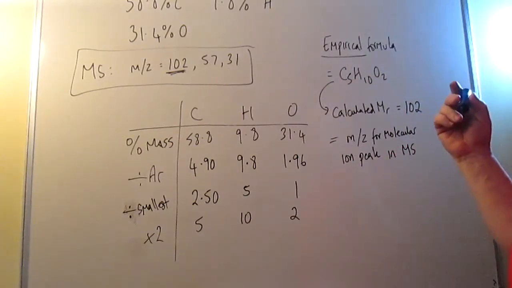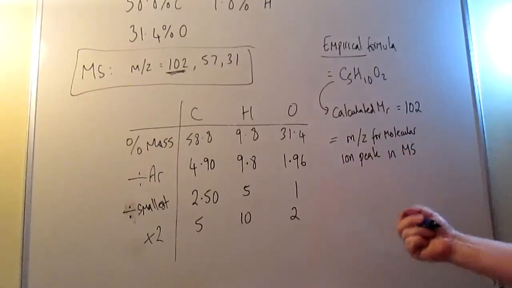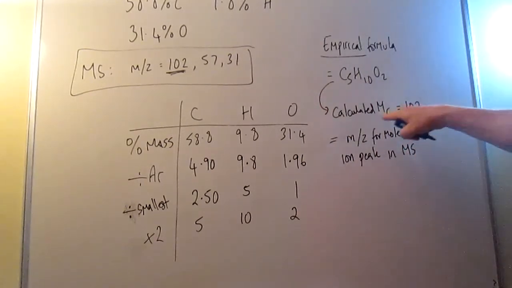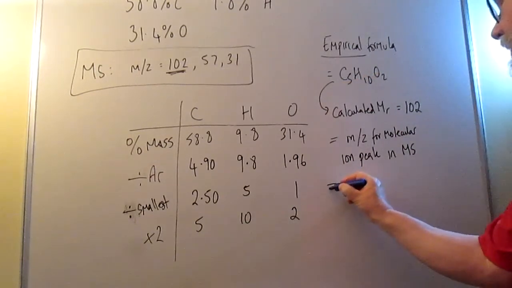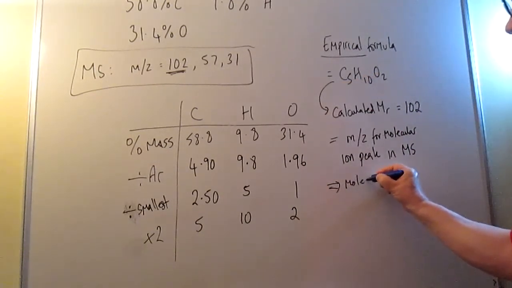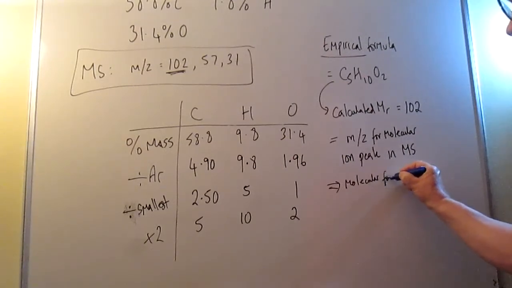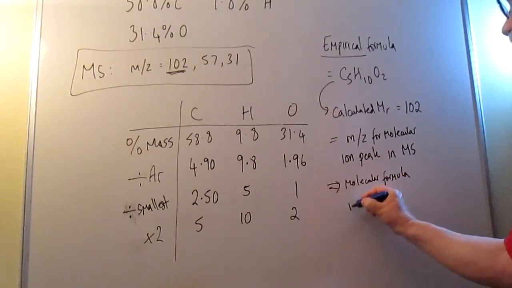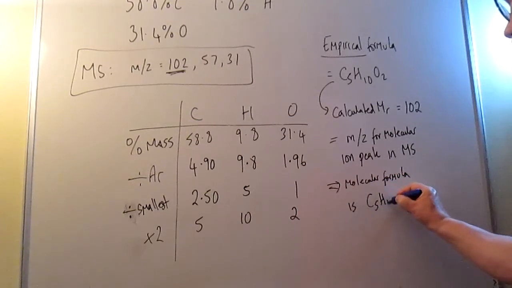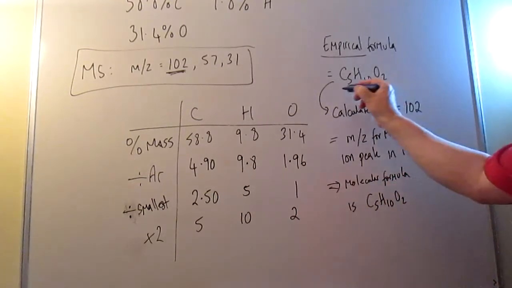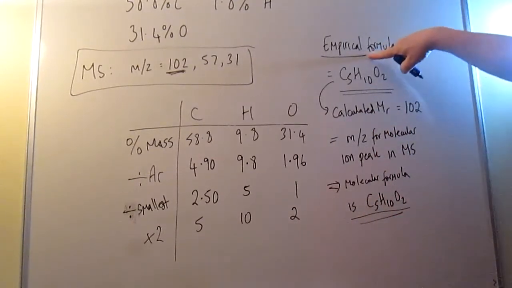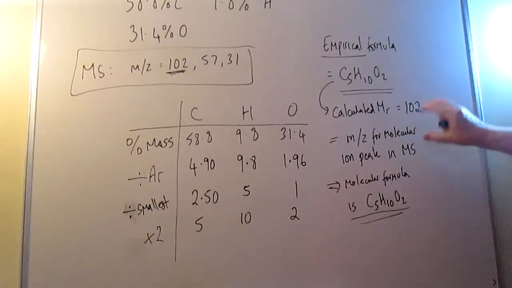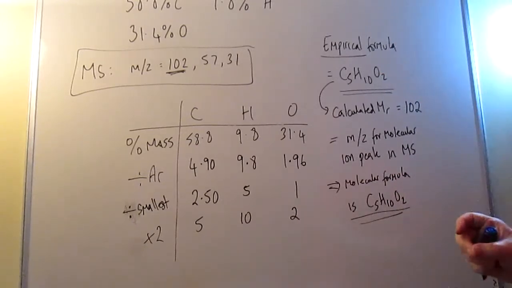If the molecular ion peak had been at 204, then you'd have thought, oh yeah, that's 2 lots of this, so therefore you'd have had to double everything. But in this case, it fits. So that now tells you that the molecular formula is also C5H10O2. Okay, and you need to make sure in your answer that you've got both those stated, the empirical formula and the molecular formula, and explain clearly how you use the mass spec to get to that point.